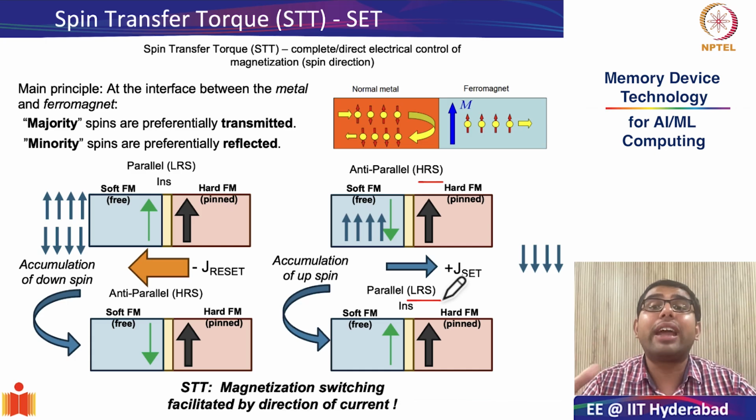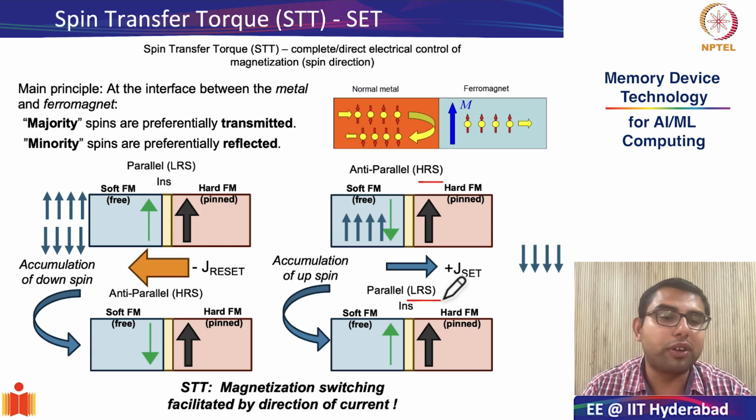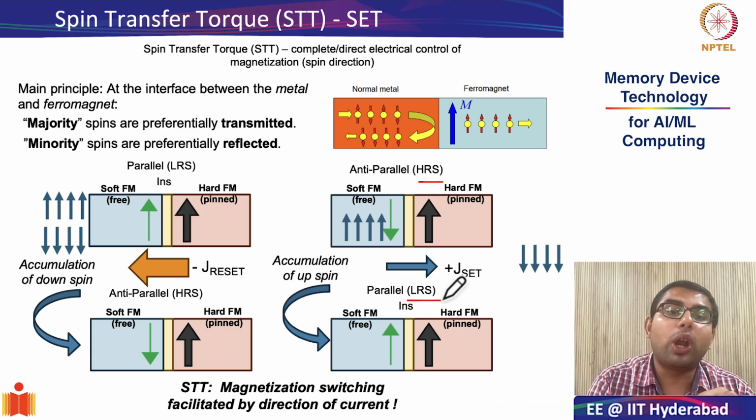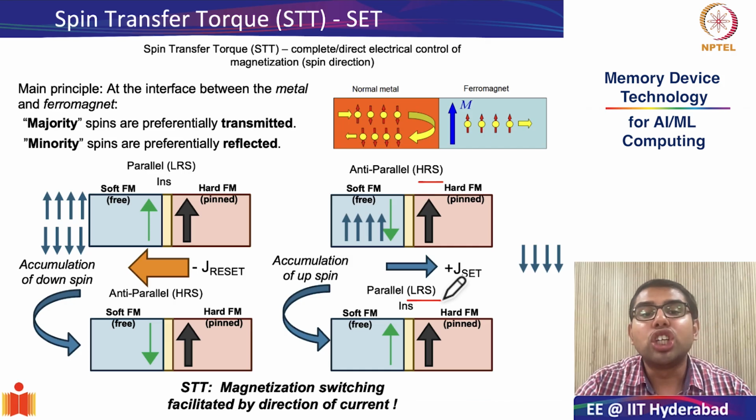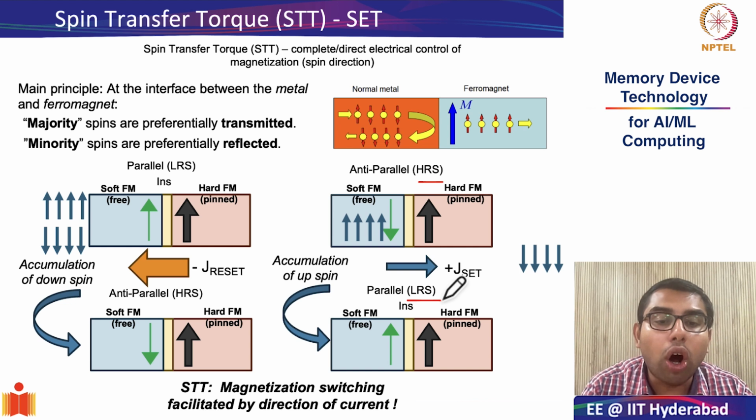And this was the great discovery of spin transfer torque, especially applied to magnetic tunnel junctions, that the magnetization switching in the free layer can happen very easily by just switching the direction of current.